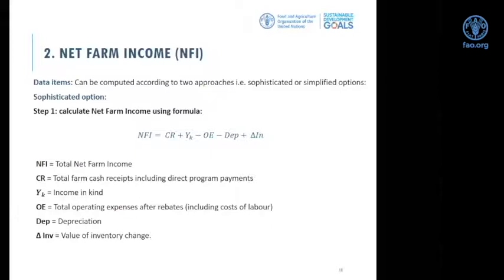Now, in the sophisticated approach, the net farm income is calculated using a formula, where NFI is net farm income, and the respective variables included in the formula are described below. CR is total farm cash receipts, including direct program payments. YK is income in kind. OE is total operating expenses after rebates, including cost of labor. DEP is depreciation, and delta INV is the value of inventory change.